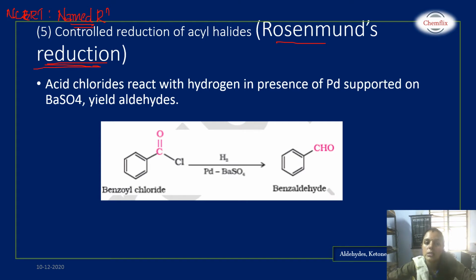Here you can see reduction. What do you mean by reduction? Reduction is addition of hydrogen or removal of oxygen. So here you are going to add hydrogen. In the Rosenmund reduction, you take an acid chloride and react it with hydrogen. That means reduction: an acid chloride undergoes reduction in the presence of palladium supported on barium sulfate and yields aldehydes.